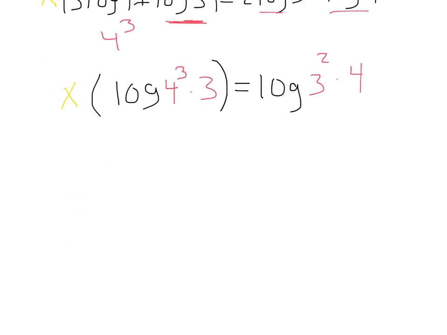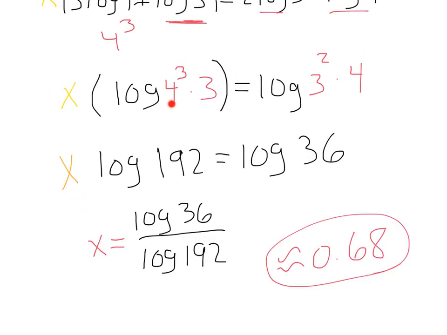All right, let's continue simplifying this out. Multiplying that out, we get 4 cubed times 3, 192. 3 squared times 4 is 36. Let's divide that, log 192 over log 36, giving us our final answer, if we plug that into a calculator, of 0.68.